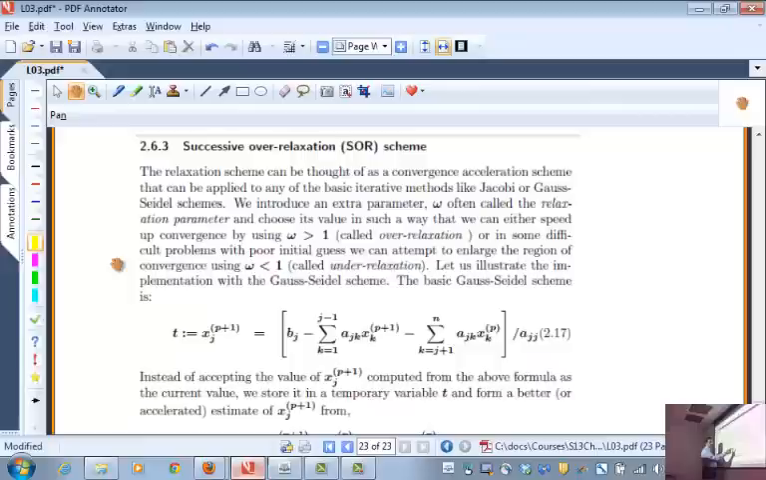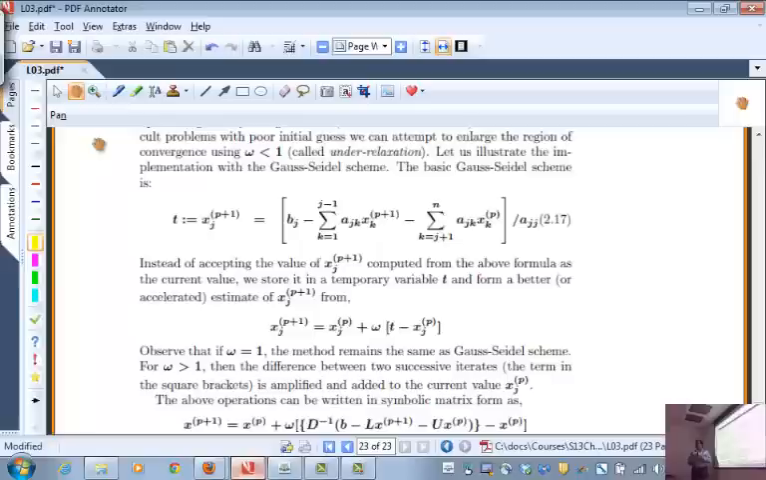This is not going to be my final iterate at that time. So I'm going to call this a temporary variable, and I'm going to speed up that convergence by using something called a relaxation factor. So that is my true xj at p plus 1. The true estimate of the next best guess would be the old guess plus a factor that I'm going to introduce called omega, which is called the relaxation factor.